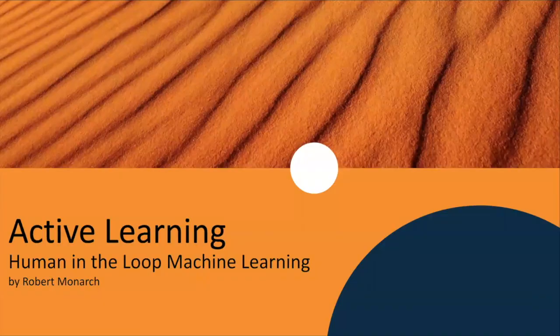If you have any interest in this topic, it's often referred to as active learning in the academic community. But there's also a lovely book called Human in the Loop Machine Learning by Robert Monarch.